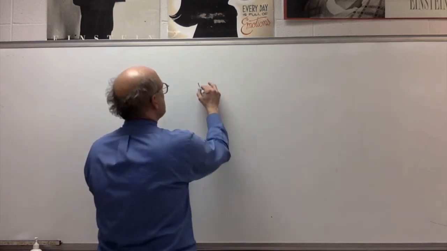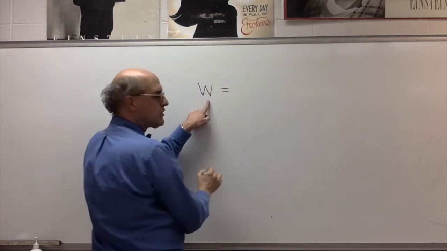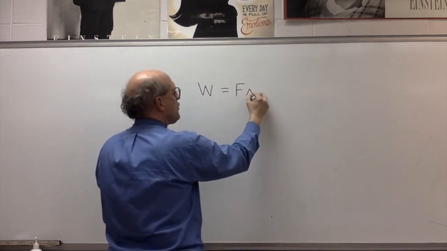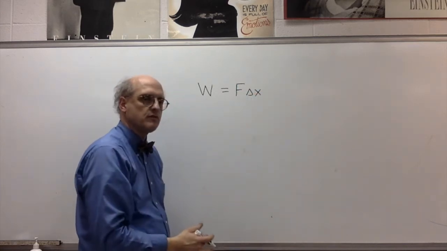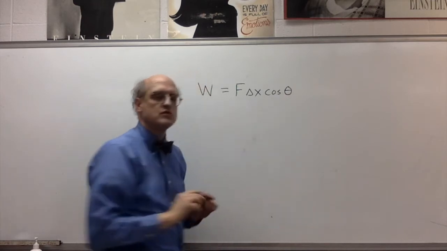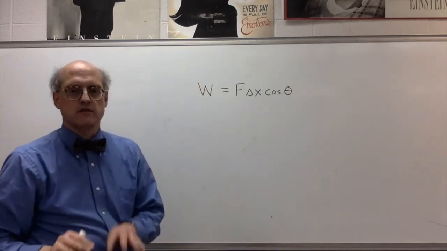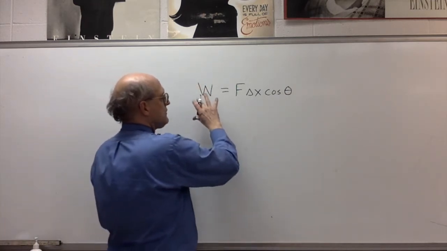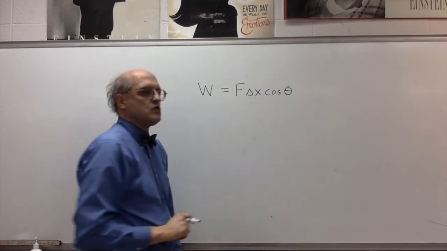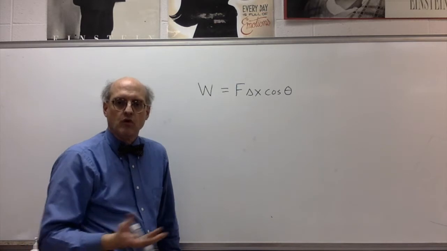The work done by a force is given by the following equation. Work, W, is equal to the force that's doing the work multiplied by the displacement over which the force acts, multiplied by the cosine of the angle between the direction of the force and the displacement. The unit of work is the Newton meter, which is redefined as the joule.